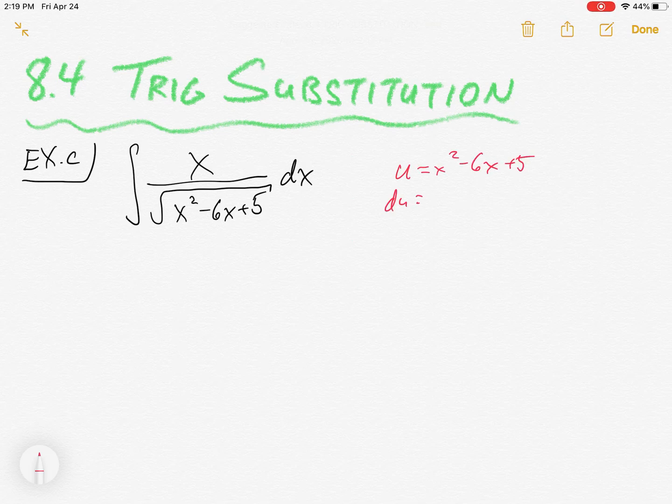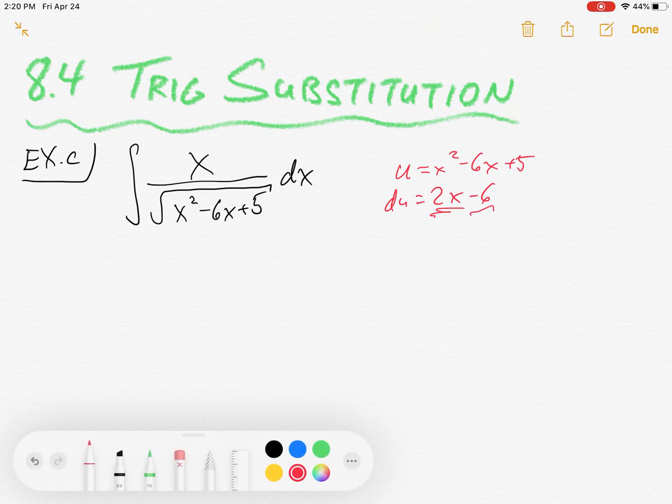Well, the issue we have, I'll just quickly address that, is if you let u be x squared minus 6x plus 5, then du would be 2x minus 6. And we don't have the minus 6, right? So we could handle that. We could try to split this and do some kind of arc trig, and that would be possible.